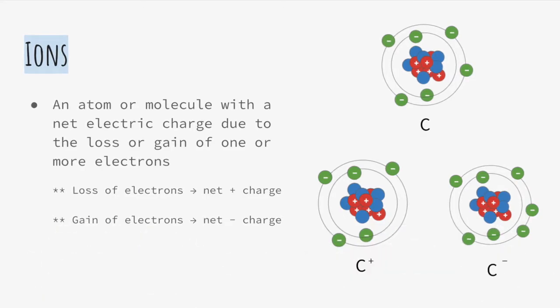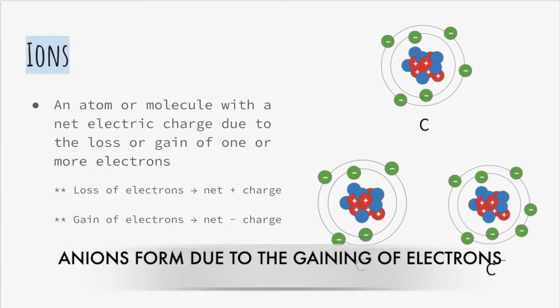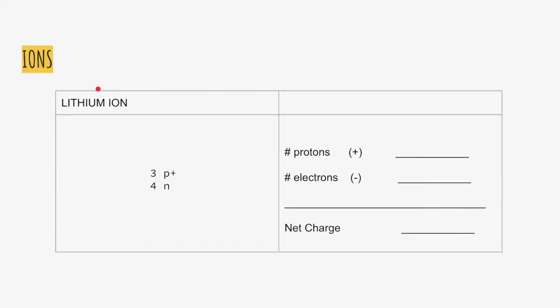On the other hand, if we are forming an ion due to the gaining of electrons, that means we are adding more negative particles, so then your overall net charge is going to be more negative than positive. So any of those ions are going to be known as anions. Let's take a look at an example.